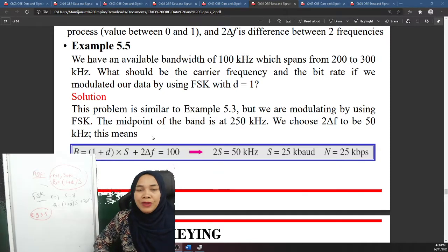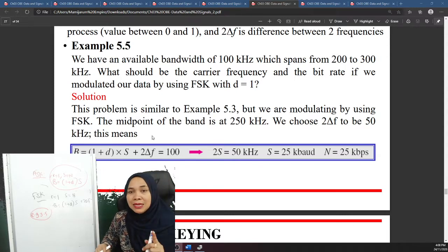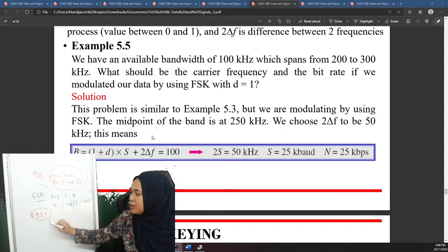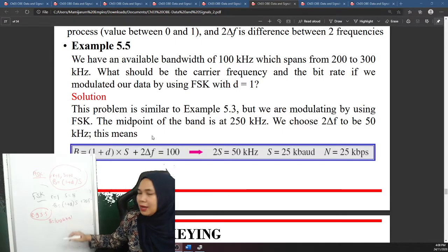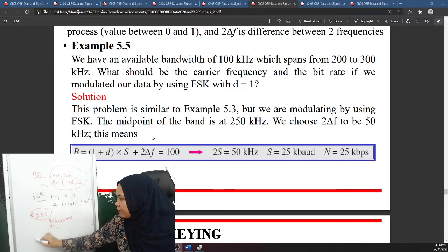We have an available bandwidth of 100 kHz which spans from 200 to 300 kHz. What should be the carrier frequency and the bit rate if we modulate our data by using FSK with D equal to 1? Alright. Same question but this uses the FSK method. So now we extract B. Bandwidth equals 100 kHz. And we are told D equals 1. Using the bandwidth formula, 100K.